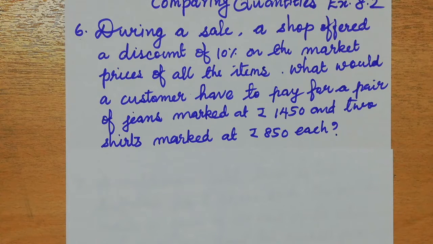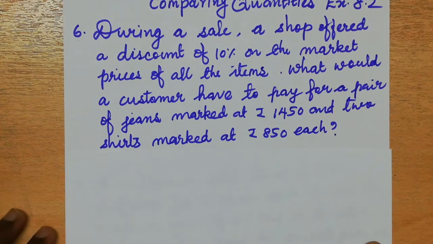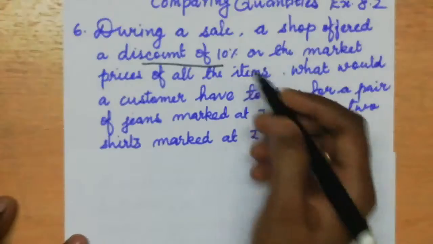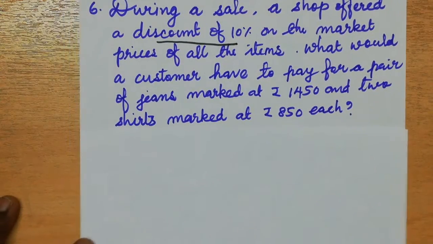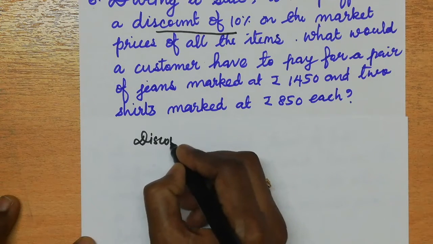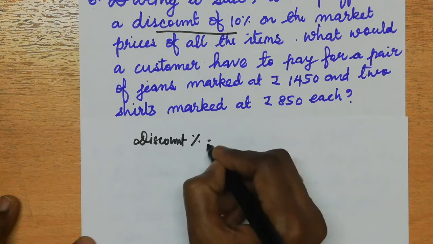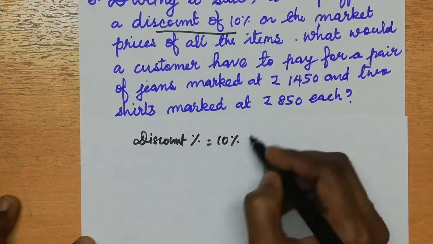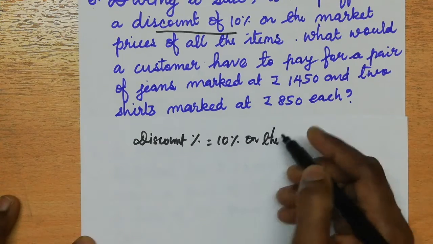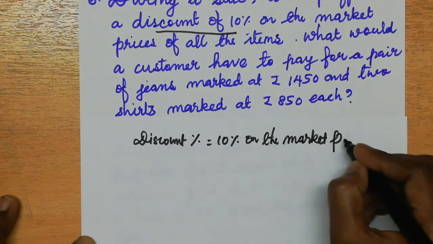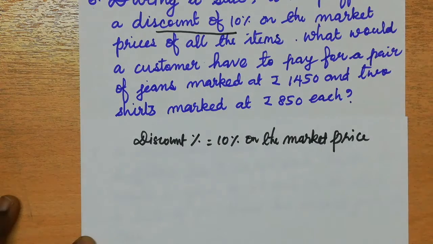This is the question. Here a shopkeeper offered a 10% discount. How much is the discount percentage? That is 10% discount. We will mention here: discount percentage is 10% off on the market price. Clear? It is given in the question.